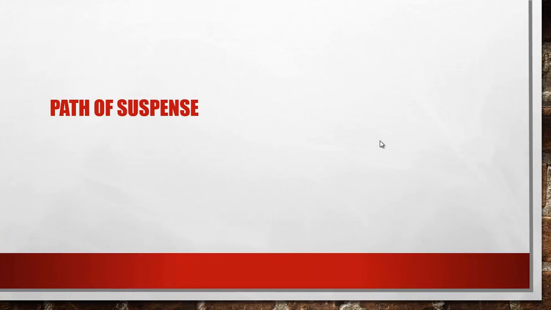As authors create suspense, they follow what I'm going to call the path of suspense. They start by describing the rising action, which is a chain of events that moves the action forward. And the suspense usually ends once it reaches the climax, which is the highest point of tension. We oftentimes call the climax the most exciting part.